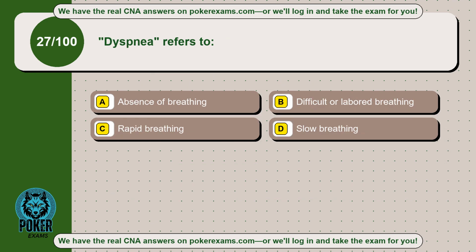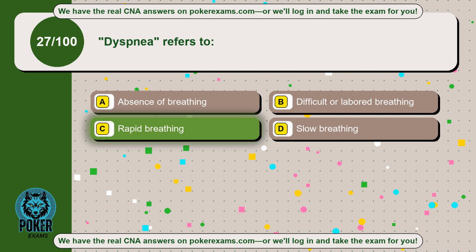Question 27. Dyspnea refers to: Option A, absence of breathing. Option B, difficult or labored breathing. Option C, rapid breathing. Option D, slow breathing. The correct answer is option C.